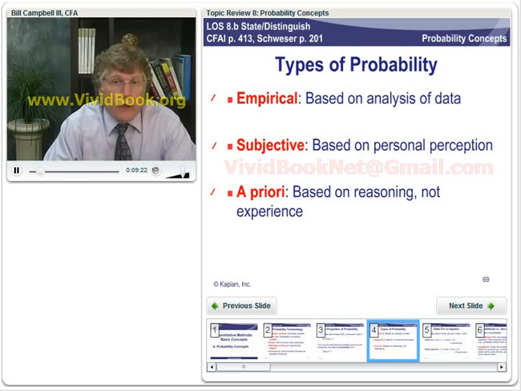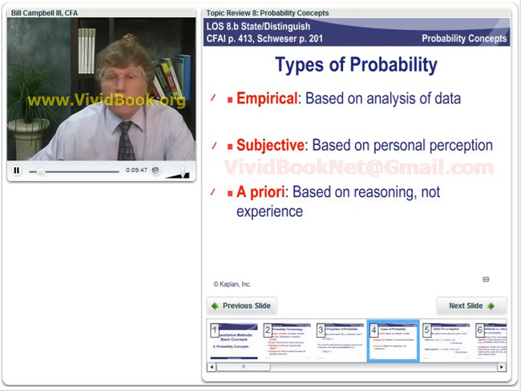Now, a priori, that means before the fact, before we've done any experimentation. That probability might change once we start doing an experiment. We might initially say a 50-50 chance of heads, 50-50 chance of tails, but then as we start experimenting, we may change our estimate of what those probabilities are based on the information we get from our experiments.